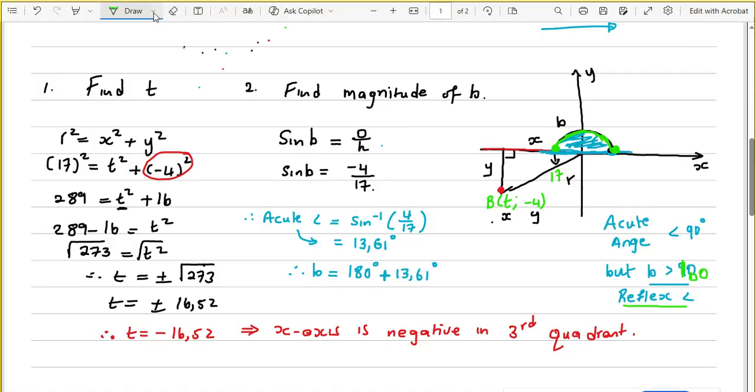Please tell me you are not lost. I get what you mean, sir. You understand? So since B is more than 180, we take 180 and add that angle to find B. This will give us B to be 180 plus 13.61. We know that 180 plus 10 is 190. We add 3.61, which will be 193.61 degrees. Are you happy? Yes. All good?